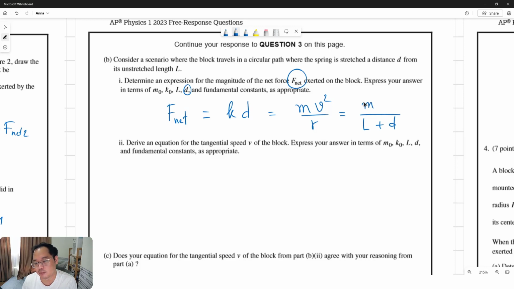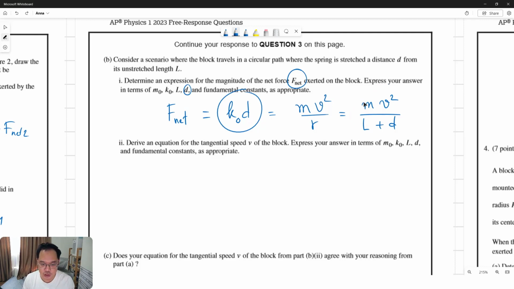This is m v squared. In the first case, v is v1 and d is d1. In the second case, similarly, v is v2 and d is d2. But to answer this question, we only need to write down this one, k times d, where k is k0, the spring constant, the stiffness of the spring. The expression here is used for the next question too.